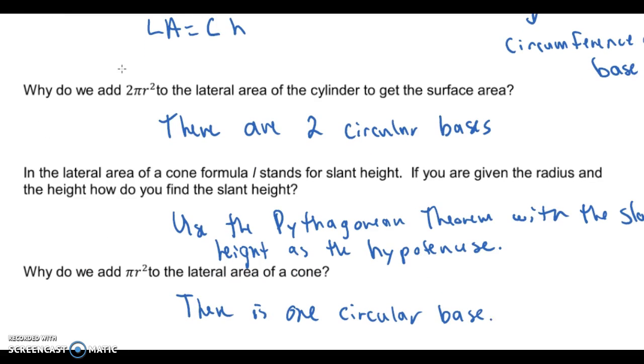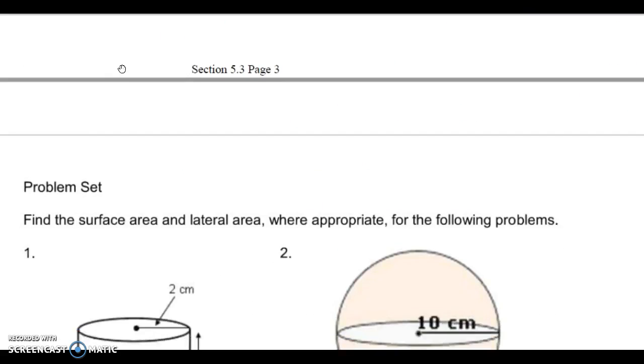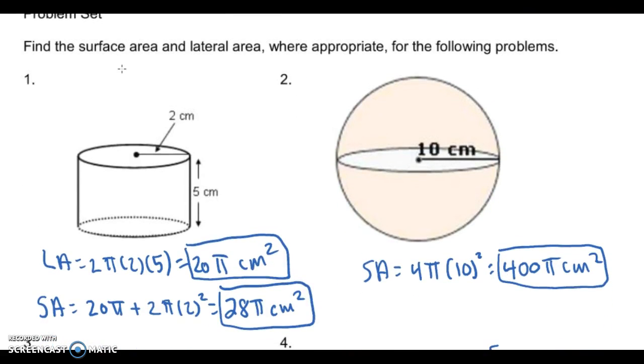And if you have the height of a cone and the radius of the cone, you can find the slant height by using the Pythagorean theorem. Or if you have two of those dimensions, you can find the third using the Pythagorean theorem. And we add pi r squared to the lateral area of a cone for the total area because there's one circular base. So a couple examples here, we'll do one of each, and then I think that should suffice.